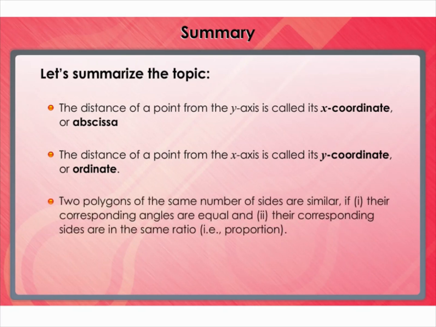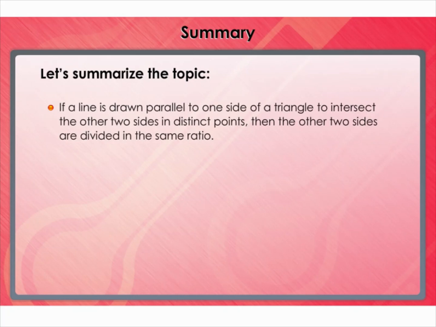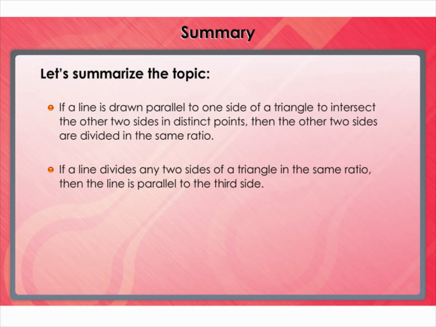Two polygons of the same number of sides are similar if 1. Their corresponding angles are equal, and 2. Their corresponding sides are in the same ratio, that is proportion. If a line is drawn parallel to one side of a triangle to intersect the other two sides in distinct points, then the other two sides are divided in the same ratio. If a line divides any two sides of a triangle in the same ratio, then the line is parallel to the third side.